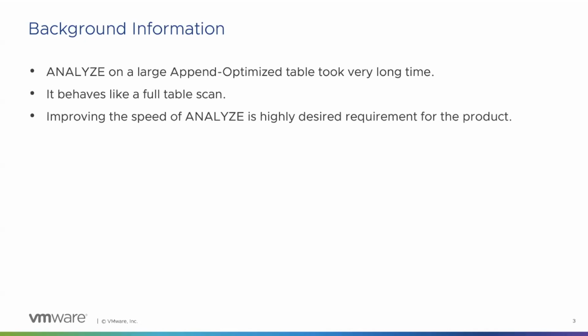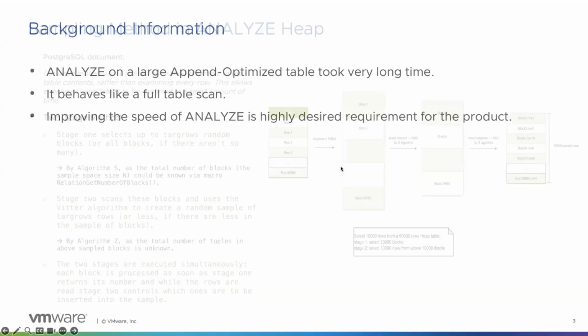But previously, analyze on a large Append Optimized table took a very long time because it behaves like a full table scan. If the table size is very large, the scan time gets longer. It may be several minutes or more. That's not acceptable for customers. So improving the speed of analyze is a highly desired requirement for the product. So this is the background.